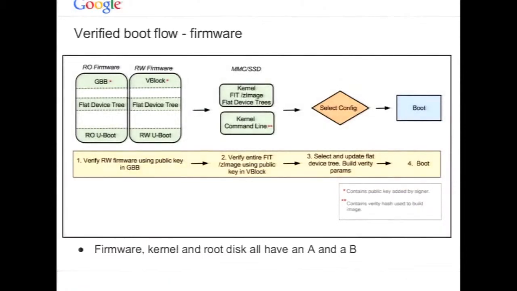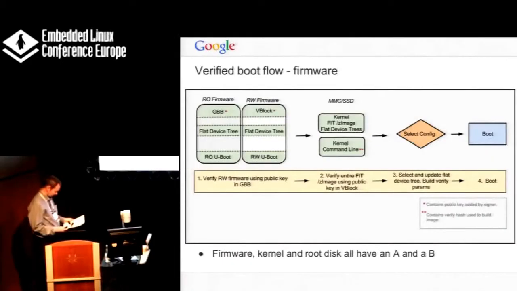So here's the firmware flow. Over here we have the read-only firmware, and you can see there's some various bits and pieces. There's the read-only U-boot sitting here. We have a device tree and what's called a Google binary block, which has some data in it. It has recovery mode screens, it has keys and things like that inside it. This is all in read-only memory.